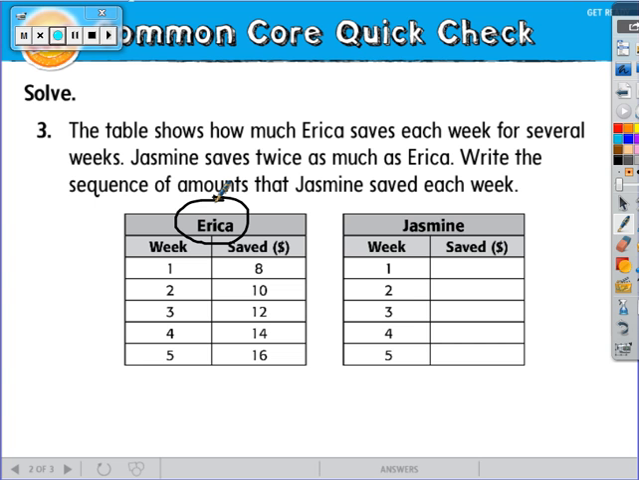So now we're going to write the sequence of amount that Jasmine saves each week. So I will help you with number 1. In week 1, Erica saved $8. So in week 1, Jasmine saved how much? 16. Because she saves twice as much, so it's times 2. 8 times 2 is 16. Okay? I want you to finish filling in the table on your whiteboard.